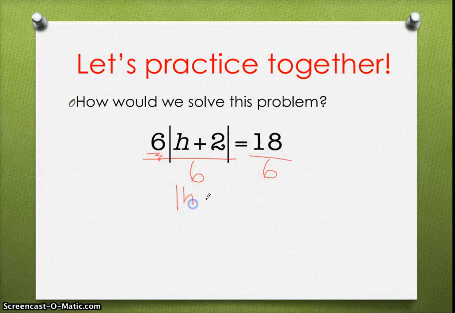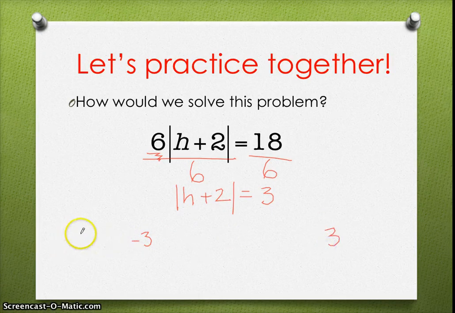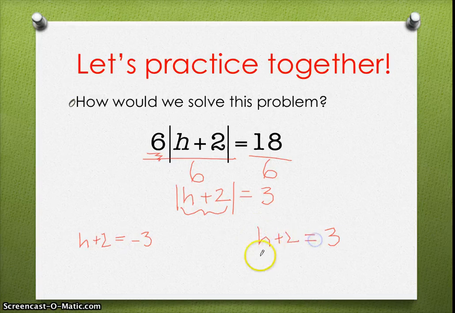Now we have the absolute value of h plus 2 equals 3. For this particular example, we're asking ourselves what two quantities on that number line have a distance of 3 away from 0. We know that negative 3 is 3 units from 0, and we know that positive 3 is 3 units from 0. So we set that expression inside the absolute value bars equal to those two values, and then we solve.